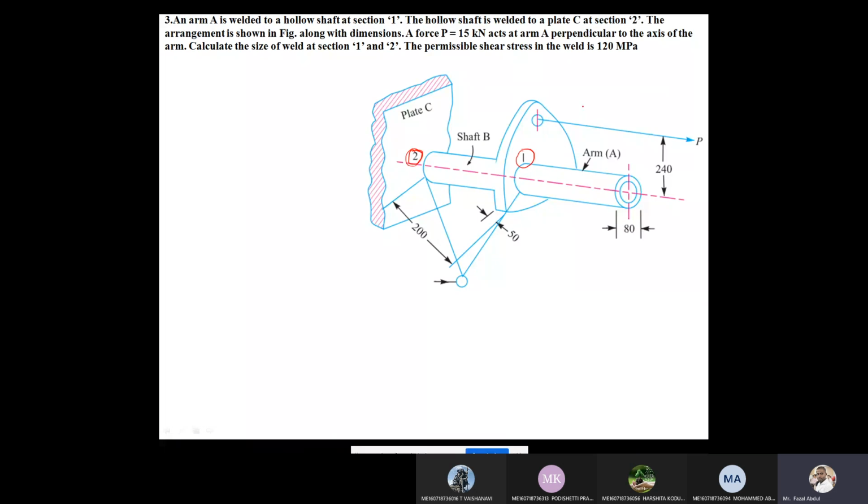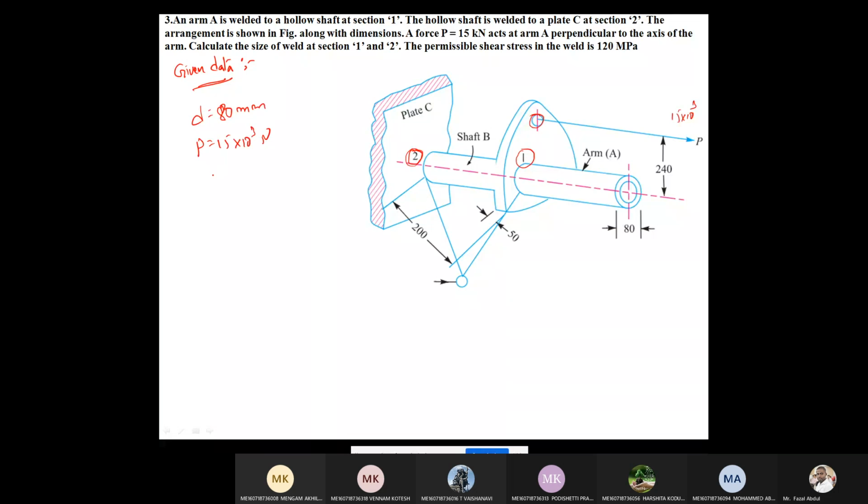The force P is applied here at a point A on the arm. The force is how much? 15 into 10 to the power of 3, that is perpendicular to the axis of the arm. And calculate the size of the weld.